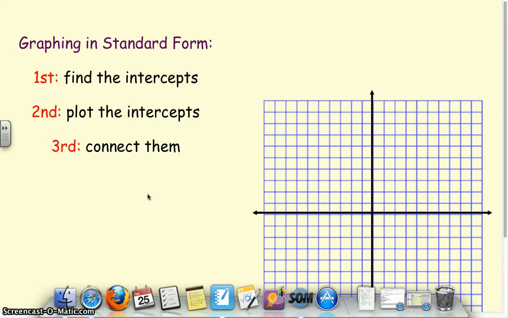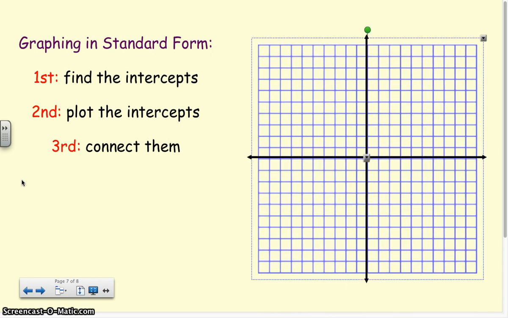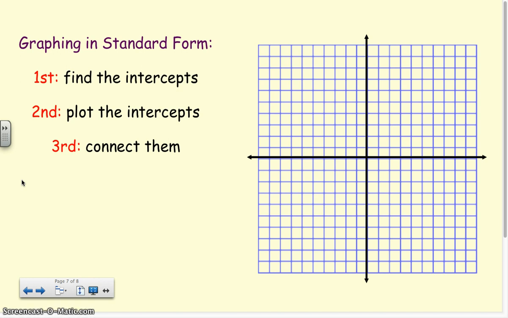Graphing in standard form. This is the main reason we do standard form. The MCAs are going to ask you to get into standard form with integer coefficients. You're going to be expected to get rid of any fractions. The second concept with standard form is a quick way to graph. If you find your intercepts, you can quickly graph any line, because a line is a collection of 2 or more points. If you have 2 points, you connect them, you got a whole bunch in between. So the first thing we would do is find the intercepts, plot the intercepts, connect.